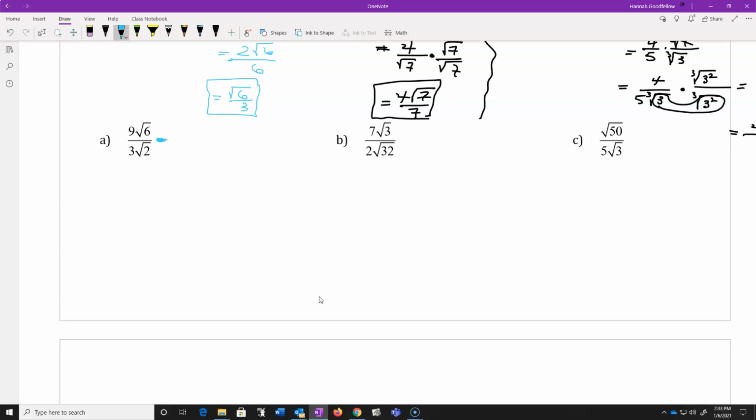I'm going to say before we even multiply this, I see this 9 and this 3. That could be reduced. So let's deal with 3 root 6 over root 2. I just simplified this piece right here because they were nice and easy to simplify. And then I would multiply both the top and bottom by the square root of 2. And I'd get 3 square root of 6 times 2.